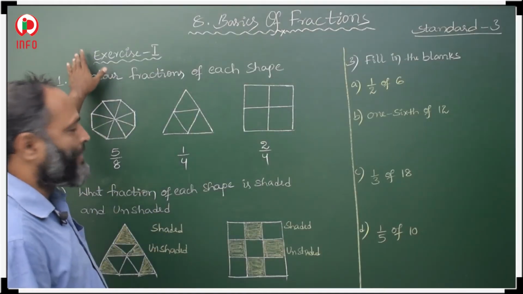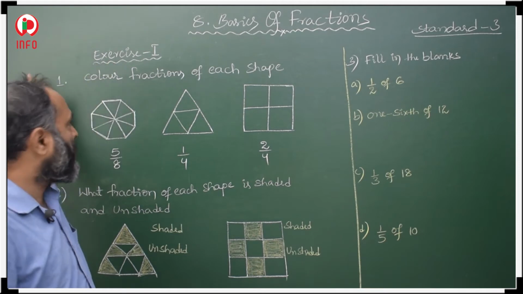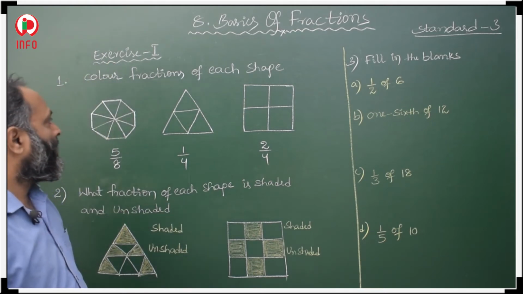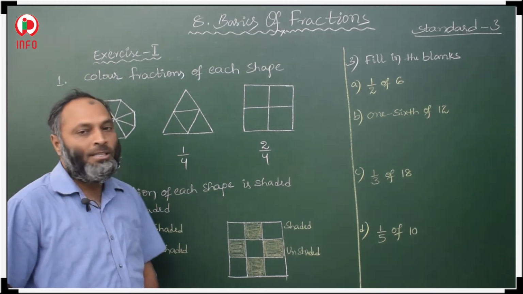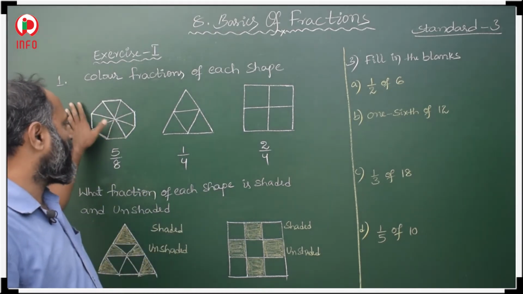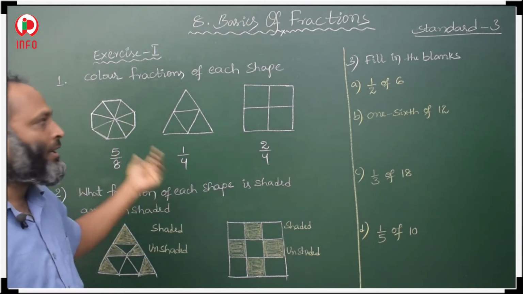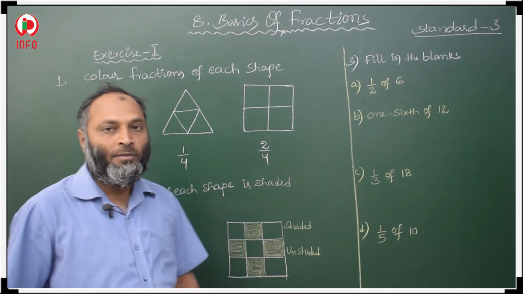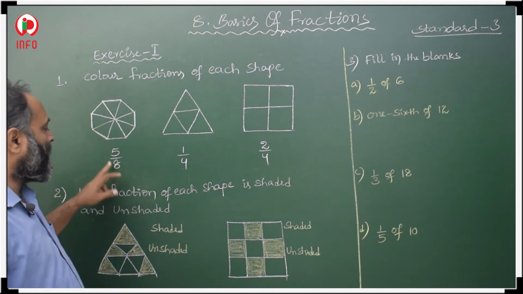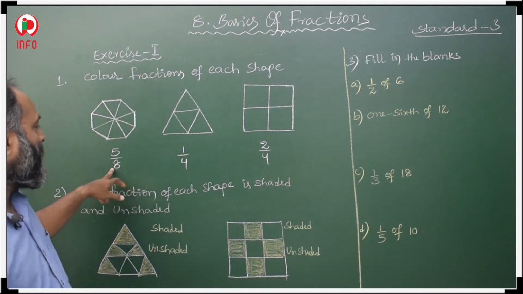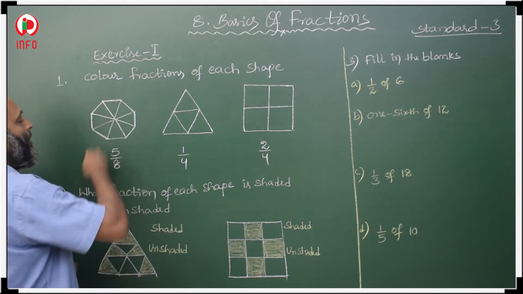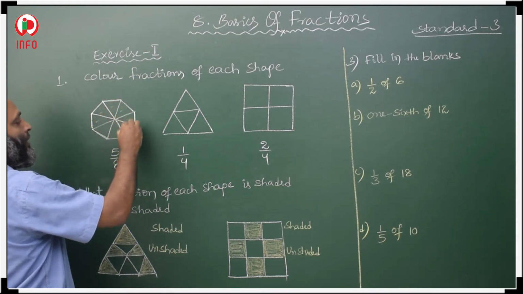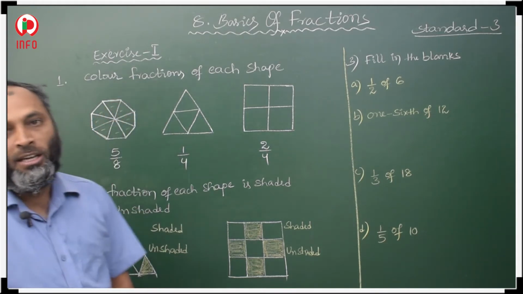Next, in the exercise, first question: color the fractions of each shape. Here some shapes are given. In these shapes, we have to color according to the given fraction. Here 5 divided by 8. 8 means total 8 parts are there. Once you check, 1, 2, 3, 4, 5, 6, 7, 8. Total 8 equal parts were there.